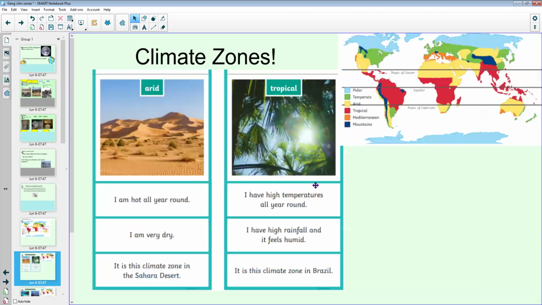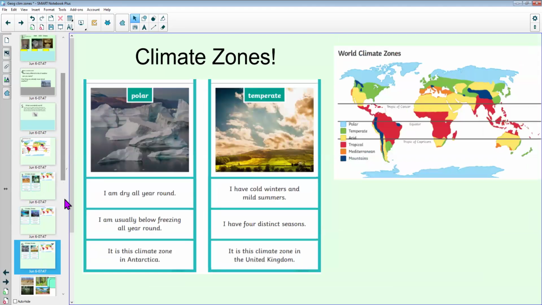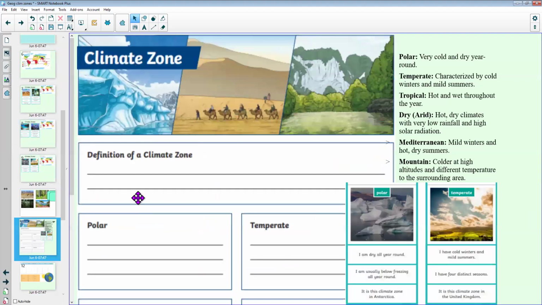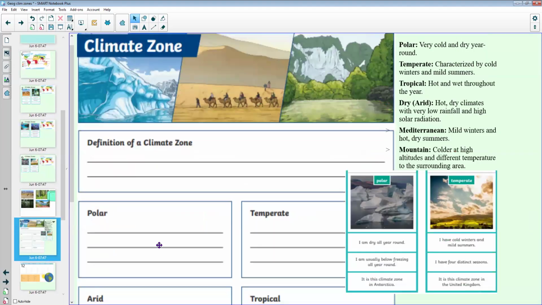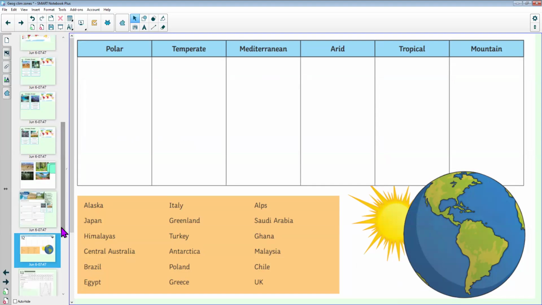And then we went through one by one, looking at the different climate zones and the little definitions for each of them. So we've got Mediterranean, mountains, polar and temperate. And the children had a go at jotting down what the weather, what the climate is like in each of these zones. And then we talked specifically about countries that might be in these zones, and we had a go at doing that. Don't worry if you ever miss anything in the lesson, because these little worksheets I put on the Google Classroom for follow-up afterwards. So if you didn't get it all done in the lesson, you can always review.